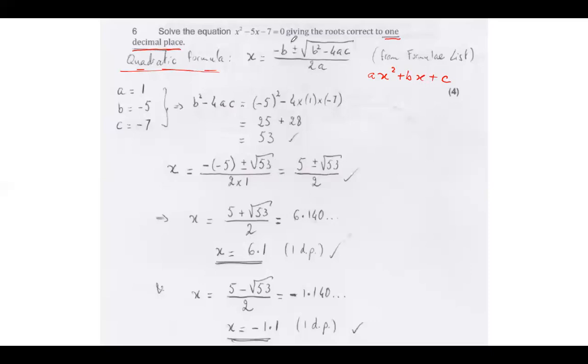And now I'm just going to use negative b, which is minus 5, plus and minus root 53 divided by 2 times 1. And these are my two answers. So now we've been asked to give them correct to 1 decimal place. You plug that into your calculator.